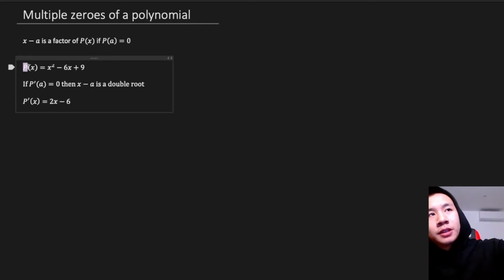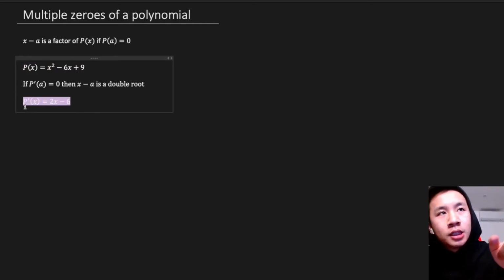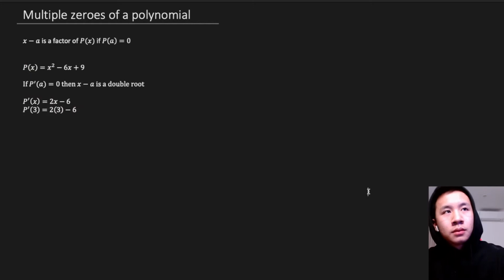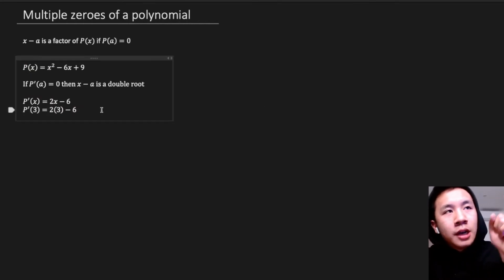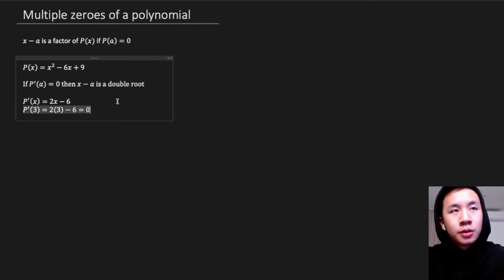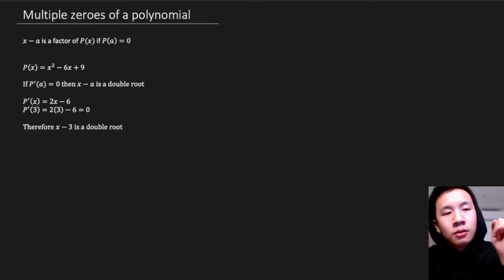When I derive this original polynomial, I get 2x minus 6. And so if I sub in 3 into this, I get 2 times 3 minus 6, which ultimately equals 0. Which means, therefore, x minus 3 is a double root.